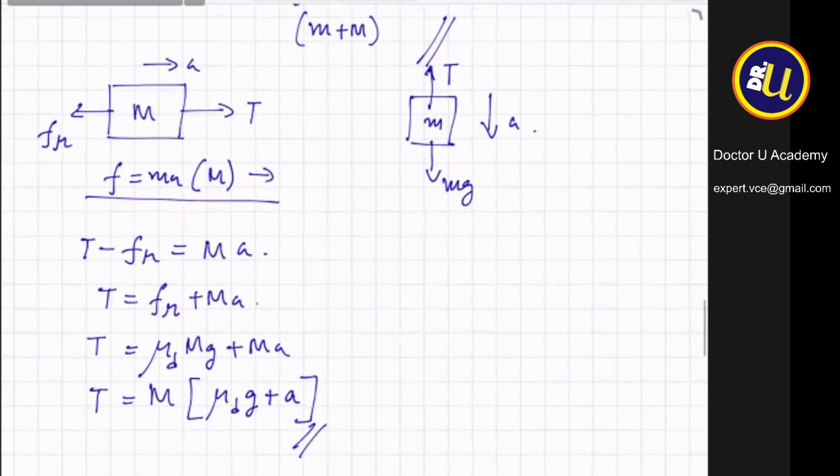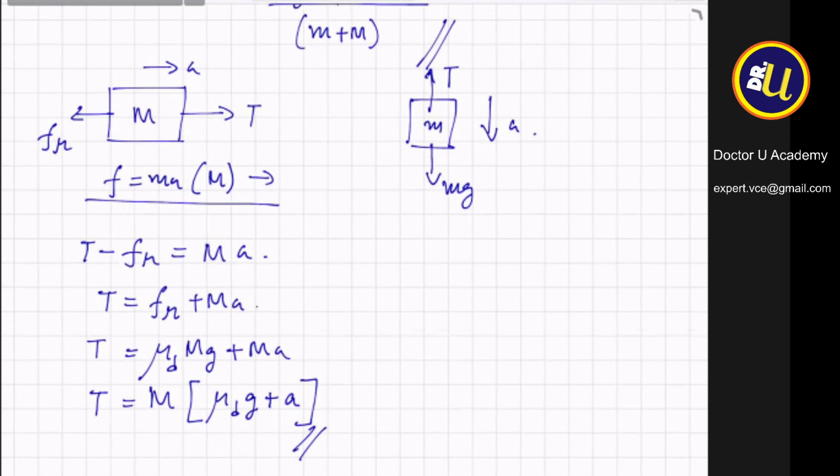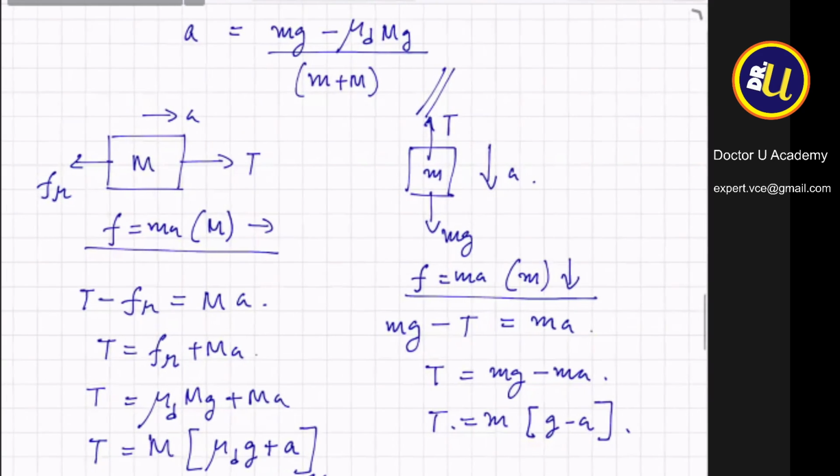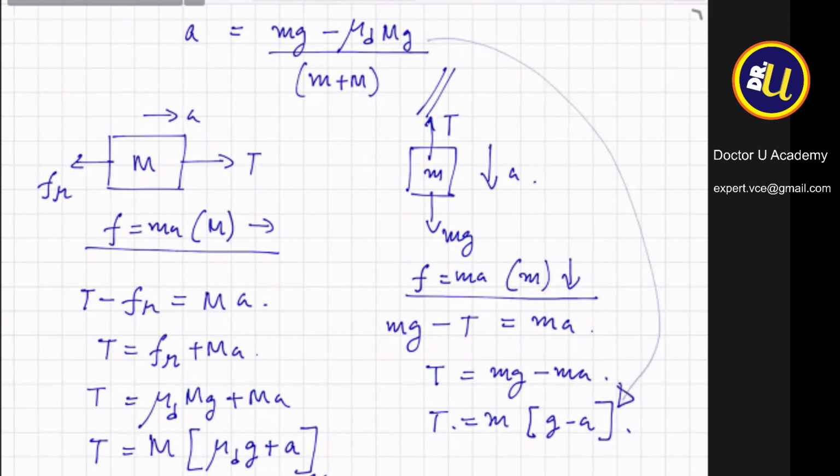Now you don't really need to use F equals ma for the other object, but I'll show you how to do it so that you can learn. I'm going to use it in the downward direction. So the net force on the small m mass would be mg minus T, and this would be m times a. So you can find T, that would be mg minus ma. You can take m out, so that would be m times (g minus a). Now the a value you found from here, you can directly sub in, and then you will find the tension force from there as well.